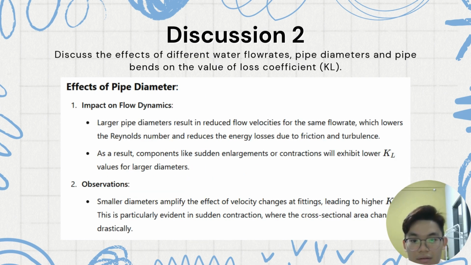Okay, for the second part, we discuss the effect of pipe diameter. We discuss the impact on the flow dynamics, that is, larger pipe diameter results in reduced flow velocity and so on. And based on our observation, small diameter amplifies the effect of velocity change at the fitting, leading to higher KL.